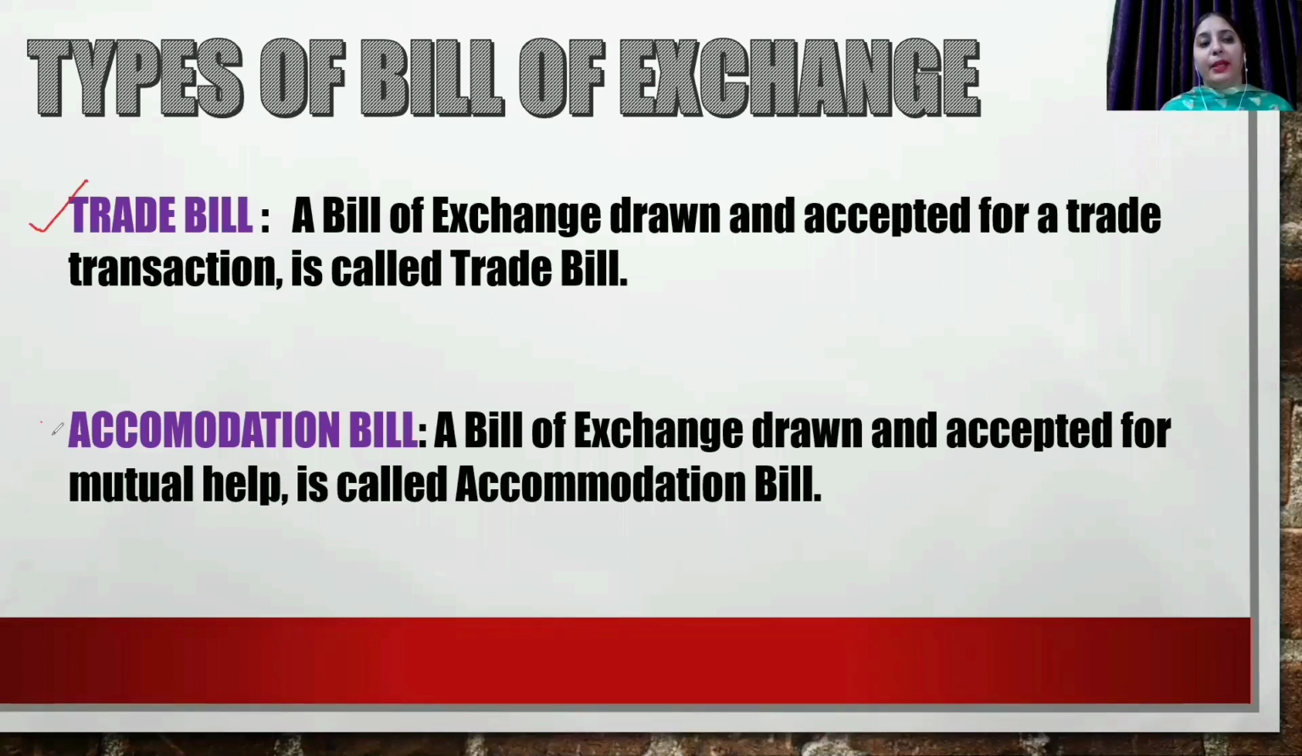Accommodation bill is a bill which is drawn and accepted for mutual help. This we will discuss later when we study how a bill of exchange can also act as a source of finance, which is there when the bill gets discounted with the bank, also known as the process of factoring.